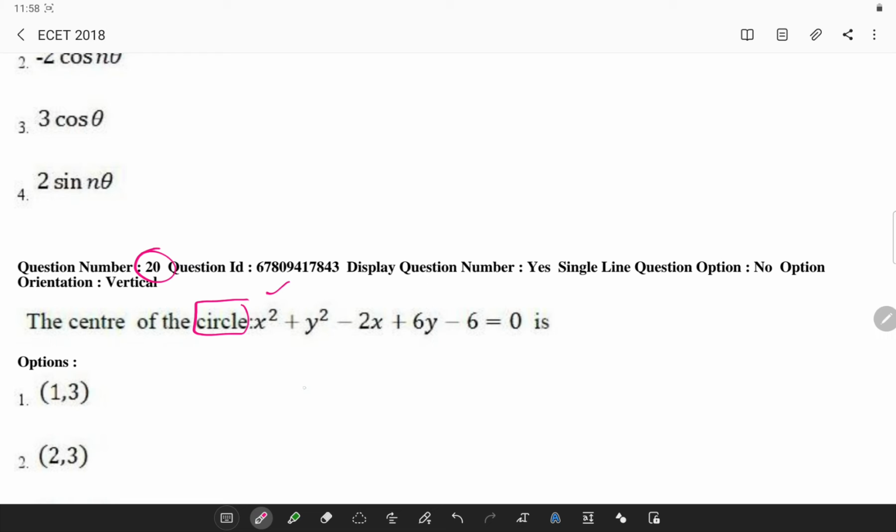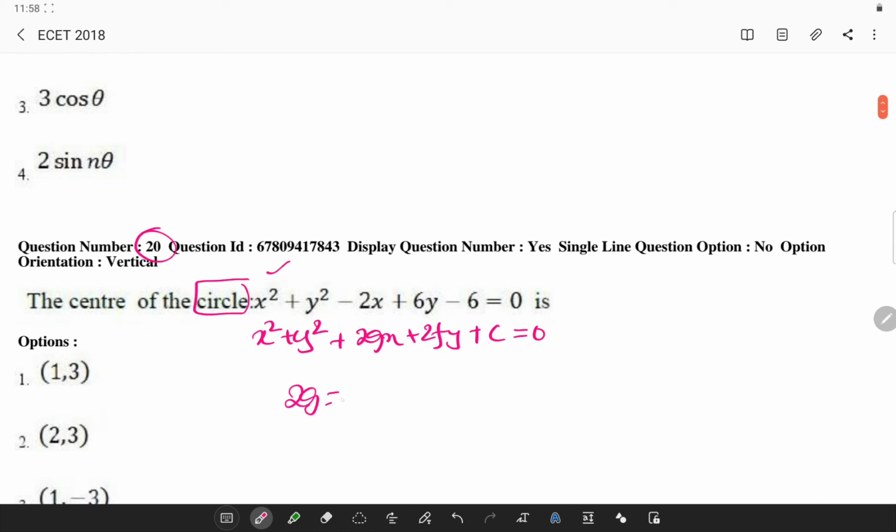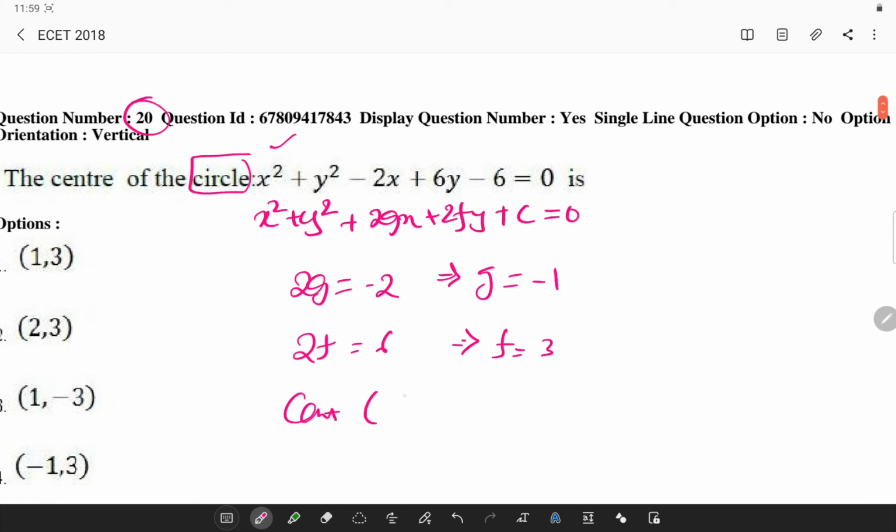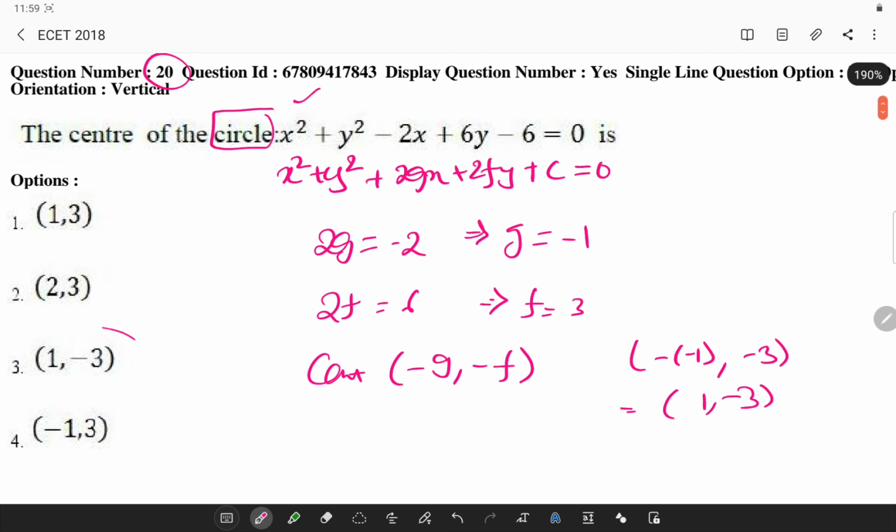So this question is related to circles, and compare it with the main equation x square plus y square plus 2gx plus 2fy plus c is equal to 0. So here 2g is equal to minus 2, which implies g is equal to minus 1, and 2f is equal to 6 and f is equal to 3. So the center of the circle is minus g comma minus f. So simply I can write minus of minus 1 comma minus 3, which is 1 comma minus 3. So I have third option.